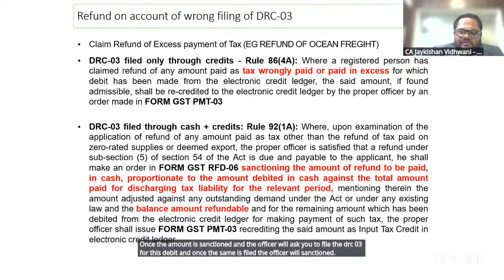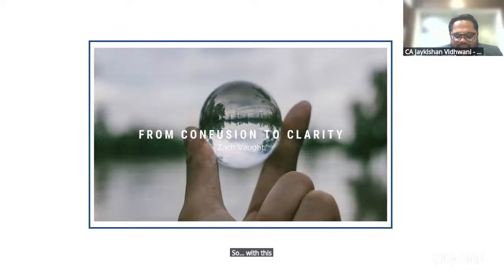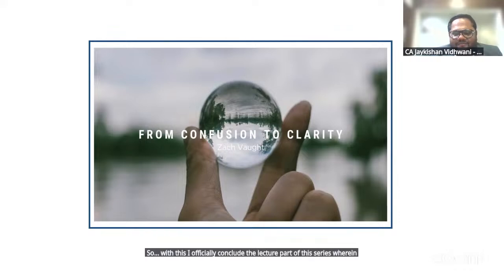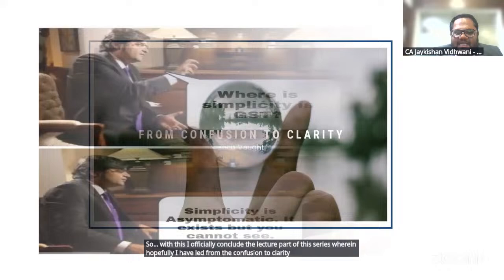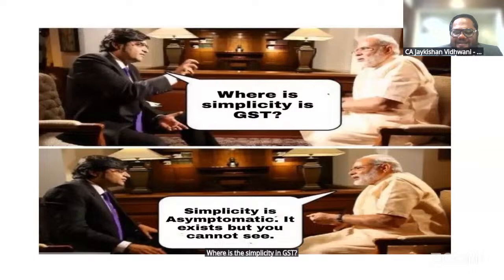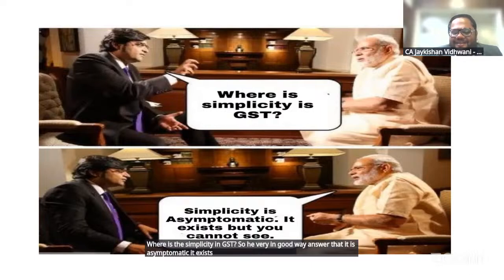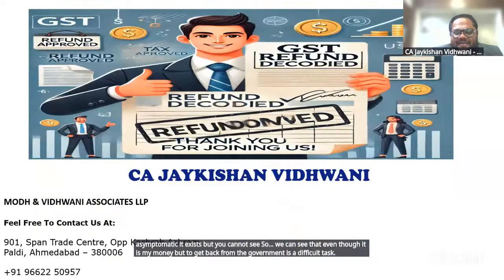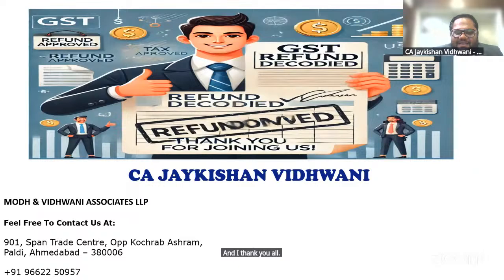So with this, I officially conclude the lecture part of this series, wherein hopefully I have led you from confusion to clarity. And lastly, there was one question asked by this gentleman to Modi ji, wherein is the simplicity in GST? So he answered in a very good way that it is asymptomatic. It exists, but you cannot see. So we can see that even though it is my money, to get it back from the government is a difficult task. And I thank you all for the patient hearing during this entire series of GST refund.